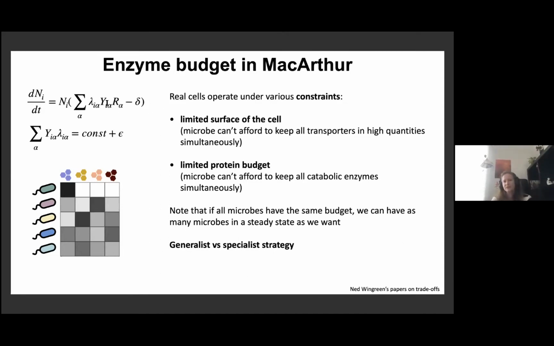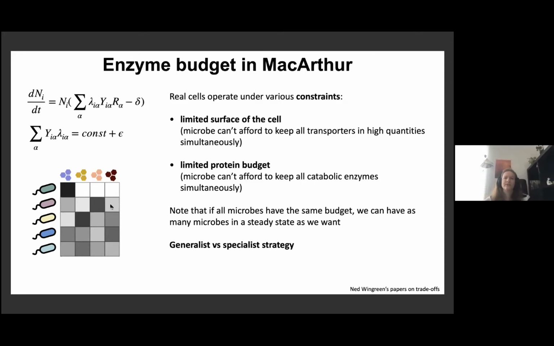And the same goes for those yields, because in those yields this cost to synthesize all of the enzymes to digest those metabolites is inherently included. And you also want to optimize for this cost. So in a lot of models, people add this additional assumption on enzyme budget, which goes as follows: the sum of those parameters should be equal to some constant for all microbes, with slight deviation.